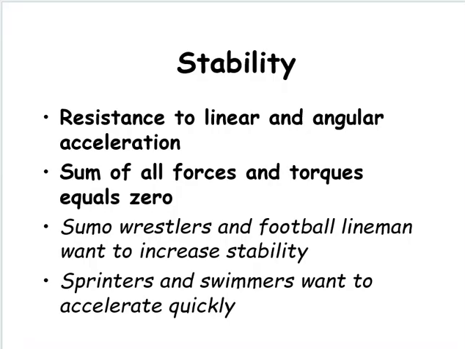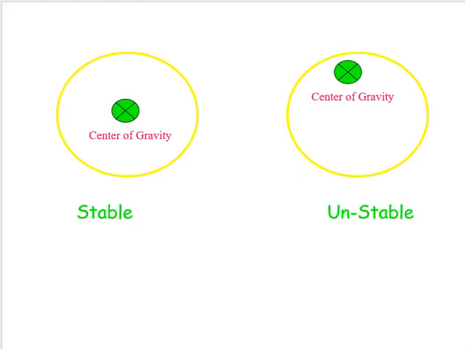The definition of stability is you're resisting linear and angular acceleration. And it goes back to a concept that we talked about earlier, that the sum of all the forces and all the torques are equal to 0. So sumo wrestlers and football linemen want to increase their stability. Sprinters and swimmers want to accelerate quickly. So just to look at that, if you have your center of gravity within your base of support, which is a yellow circle, you are very stable. If you have your center of gravity towards the edge, you are stable, but you can become unstable or move quite quickly.